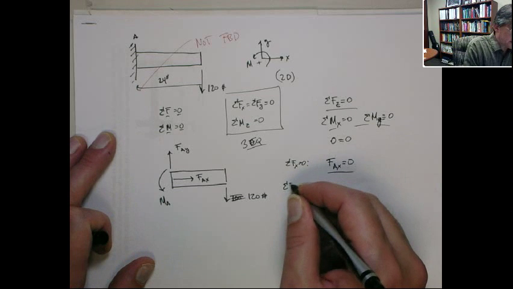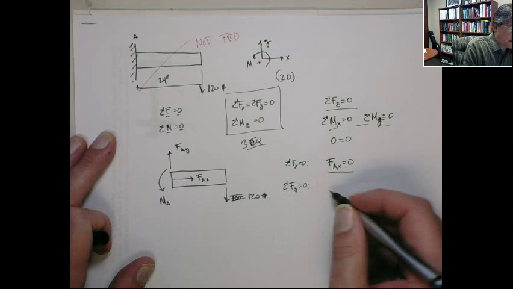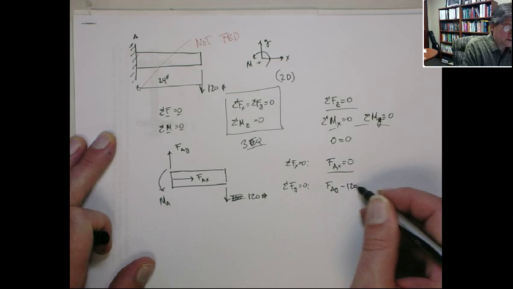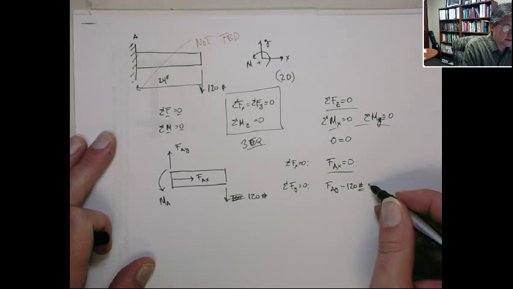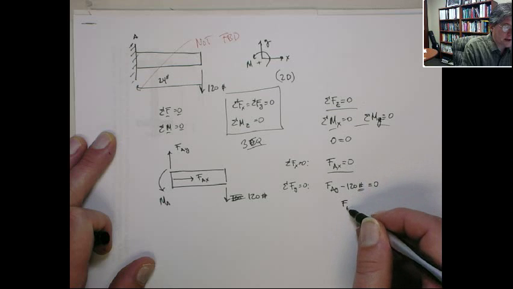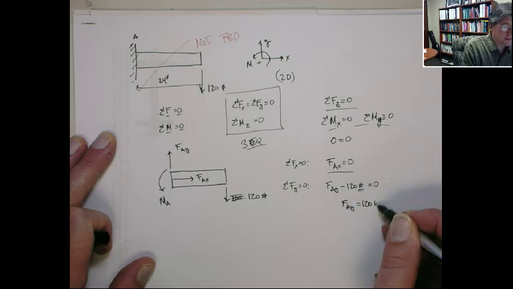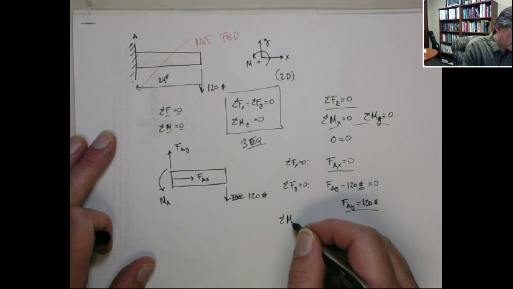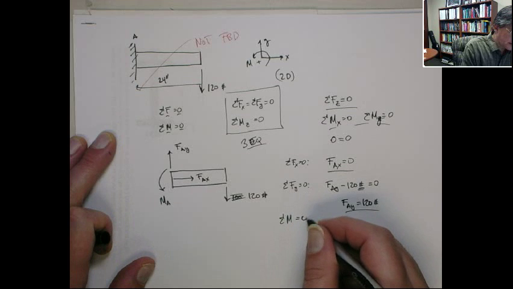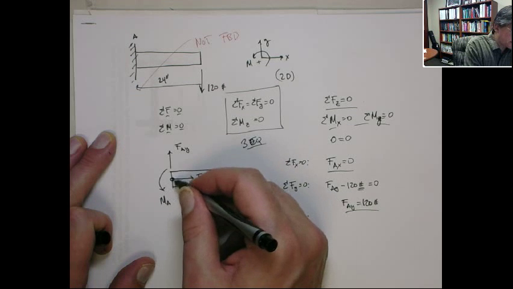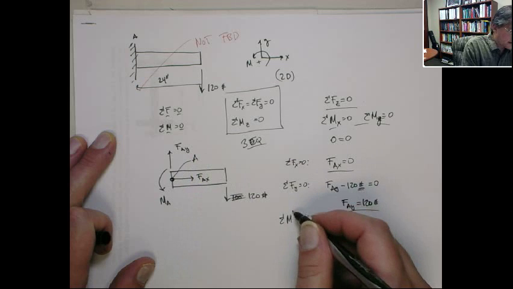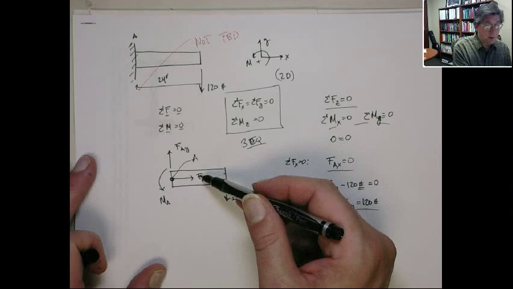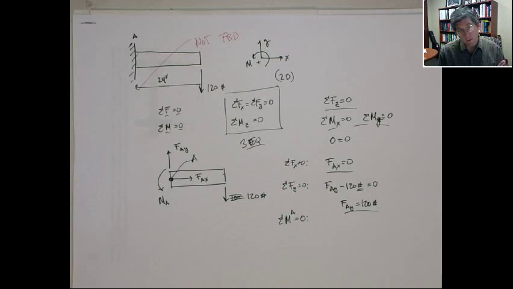Do sum of forces in the y direction equal to 0, that gives me F(A)y minus 120 pounds. Again, don't forget the units. Equals 0, or in other words, F(A)y is equal to 120 pounds. And then finally, sum of moments equals 0. Okay, now we have to pick a point, so let's pick this point A. It doesn't matter which point you pick. You can pick this point, you can pick the midpoint, you can pick any point you want. Pick one point and do sum of moments.